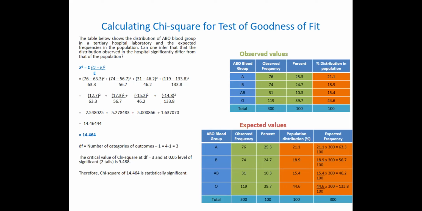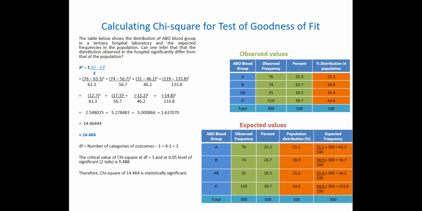But in the distribution of the population, the theoretical one is the one I put in this color. So the distribution in the population, what they published before, is A 21.1%, B 18.9%, AB 5.4%, and O 44.6%. All of them will add up to 100% also.